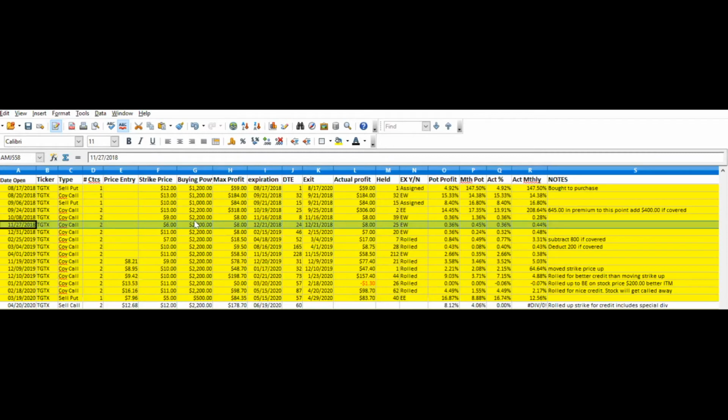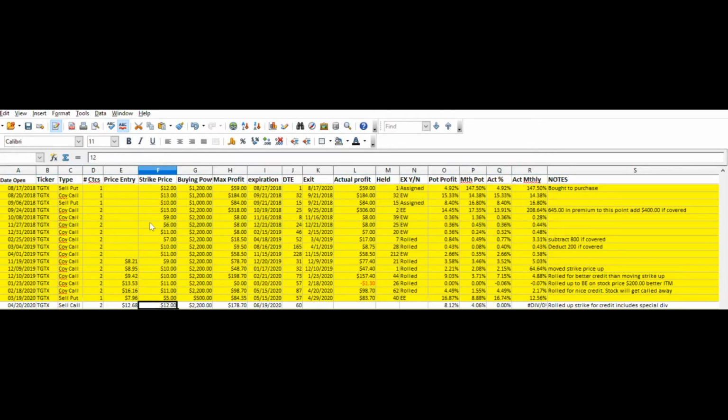So you can see I went through some more covered calls. Strike price went all the way down to 6, then it went back up to 11, then back down to 7, then to 10, 11, 9, 10, 10, 11, 11, 5. Now I'm at 12. So at this point, as you can see, I've been managing this trade with covered calls all this time.